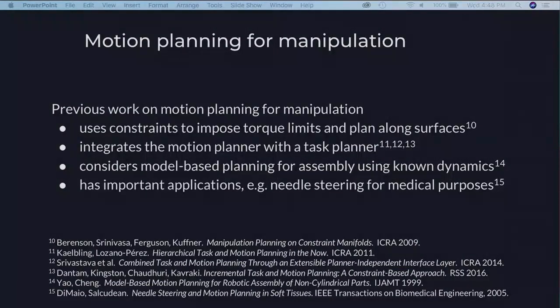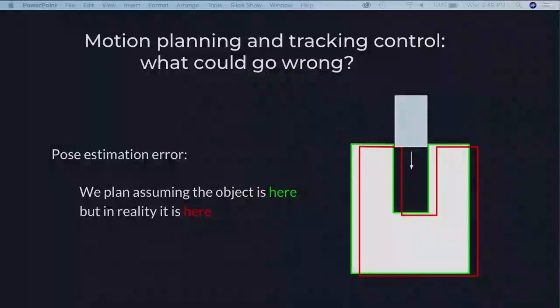So motion planning has been applied in a number of places in manipulation tasks before. For example, you can incorporate constraints into the planning process to incorporate, for example, torque limits or plan along two-dimensional surfaces. Another line of work integrates the motion planner with a higher level task planner so that the task can be specified in some high level language and then planned all the way down to individual motions. It's also worth pointing out that motion planning has important applications. For example, in the medical field, the problem of accurately inserting a needle into a patient's arm has been approached with motion planning. However, our work considers a scenario which is different from these previous works in the sense that the task requires high precision and a good dynamics model is not available to us.